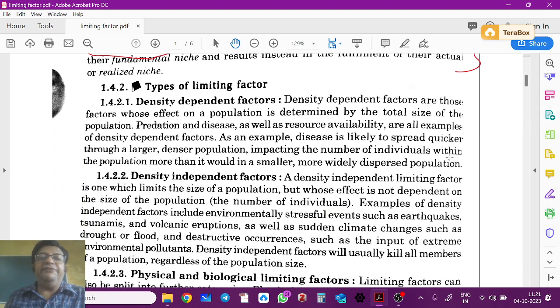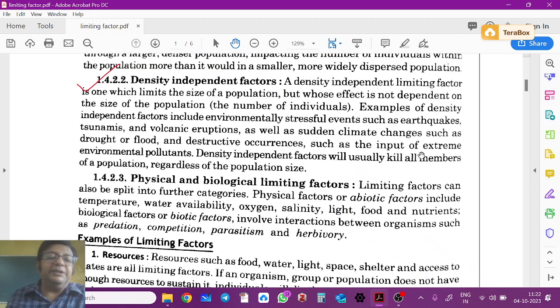And now limiting factors, two types. The first is density dependent. Second is density independent. And some people also call a third and fourth type, but the third type is physical and biological limiting factors.